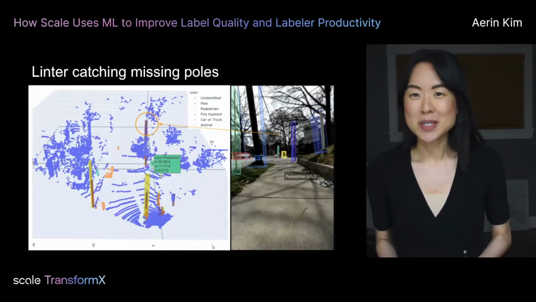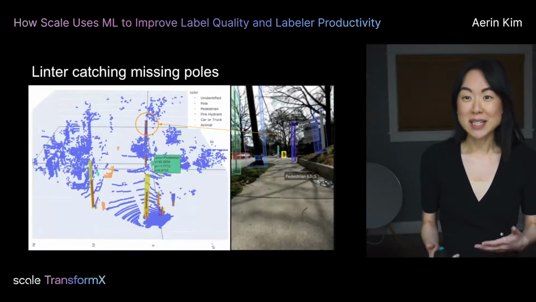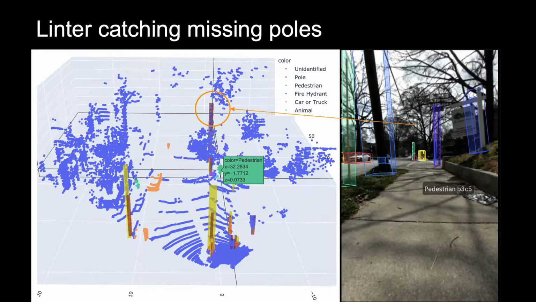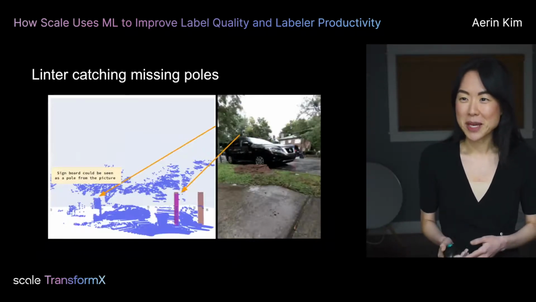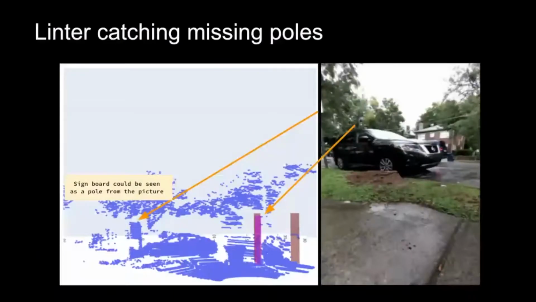Linter catching missing poles. This is one example of our qualitative study while setting the threshold. You see that orange circle, and that is the missing pole. Using the LiDAR data, we are able to see the pole. The pole is above that green cuboid. Another example of the linter being useful: the signboard could be seen as a pole from the picture, and the pole behind the car is hard to see from the image.